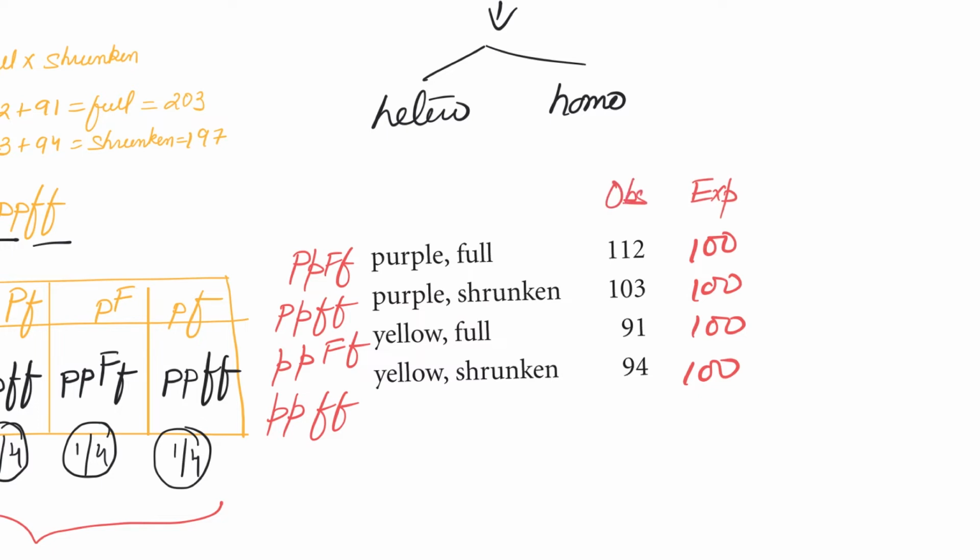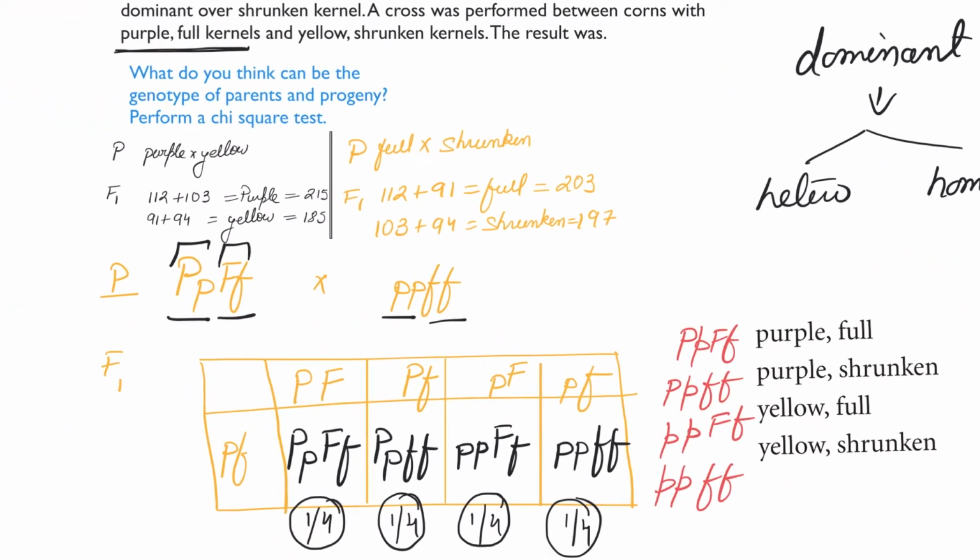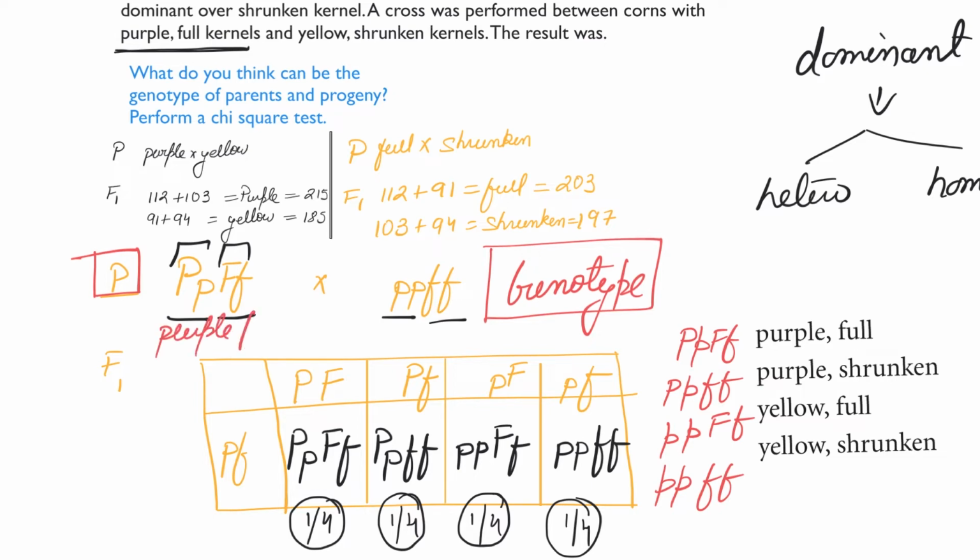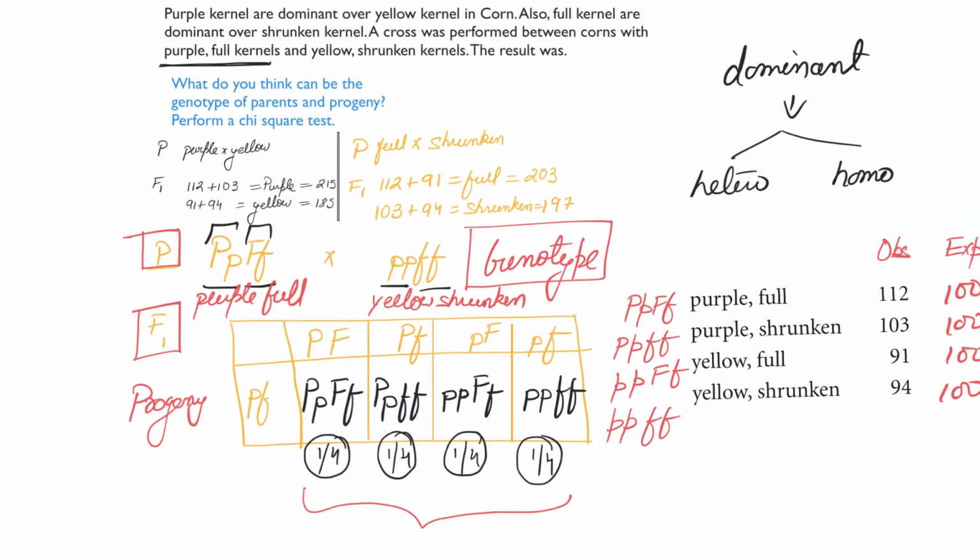Now I want to remind you that we have already solved the first part of the problem. What was the first part? The genotype of the parents, the configuration of alleles of the parents. One parent is heterozygous, one parent is homozygous, right? So this is the parent with purple full kernels, and this is the parent with yellow shrunken kernels. And what are the progeny? What is the genotype of our given phenotypes? That's clear to us.